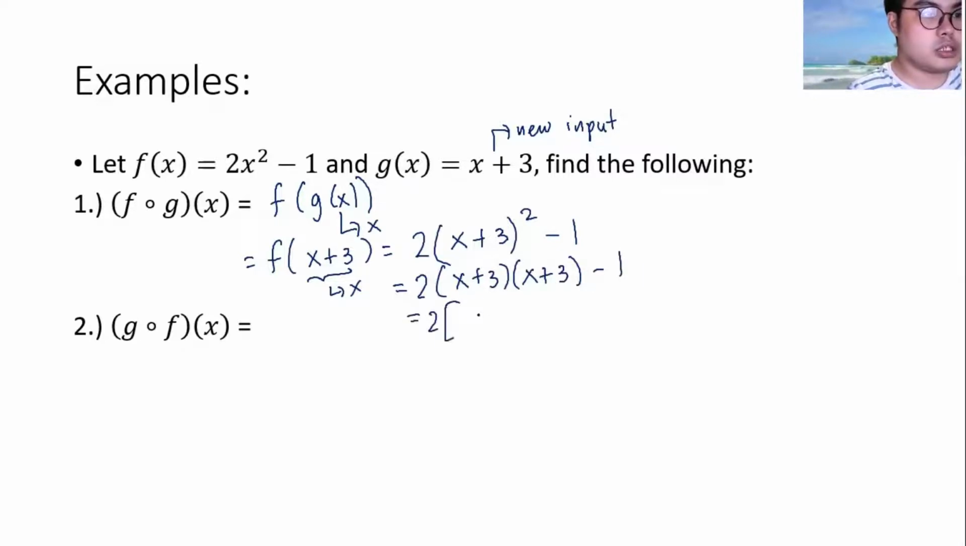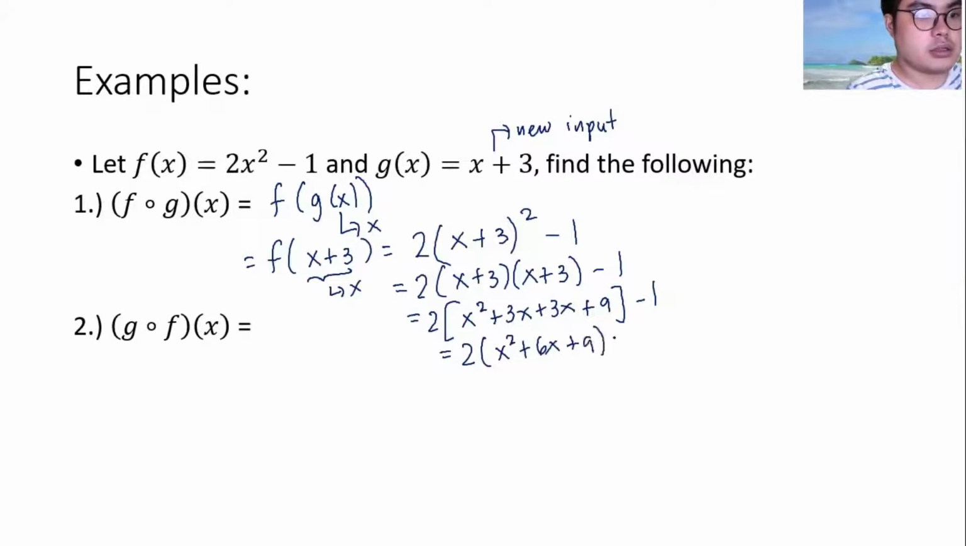This will be x squared plus 3x plus 3x plus 9 minus 1, so 2 times x squared plus 6x plus 9 minus 1. Using the concepts of GEMDAS, you're going to multiply using the distributive property. This will be 2x squared plus 12x plus 18. Why 12x in the middle? Because 2 times 6x. Why 18 in the third term? Because 2 times 9. Then you're going to copy this.